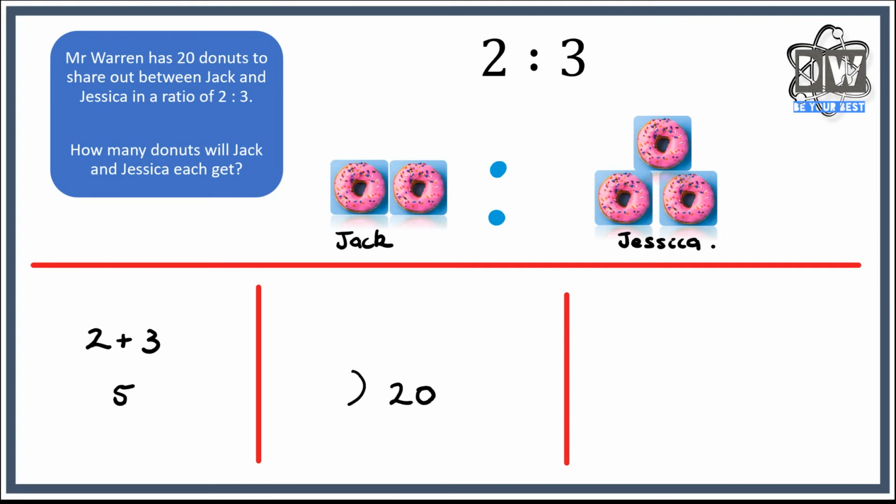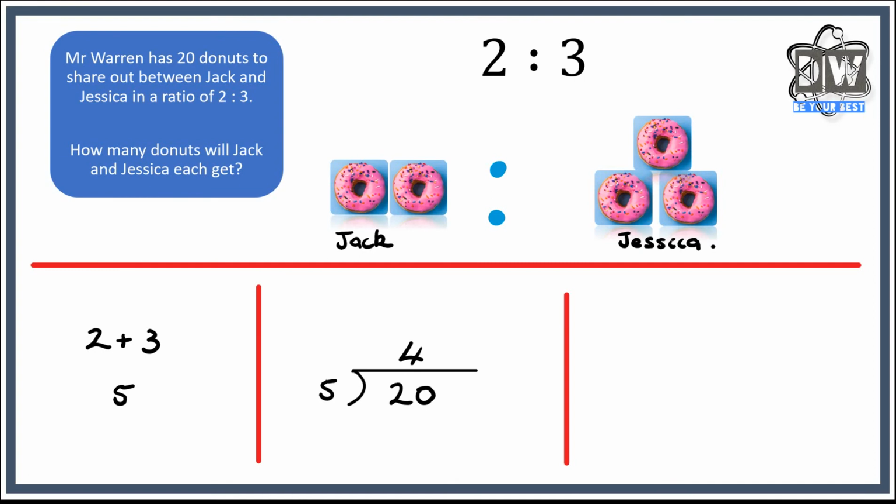So pause the video now, work out what 20 divided by 5 is, and then try and work out how many donuts Jack's going to get, how many donuts Jessica's going to get, remembering that there should be 20 donuts between them. So 20 divided by 5. Come back and see if you've got it right. All right, 20 divided by 5 we should know is 4.